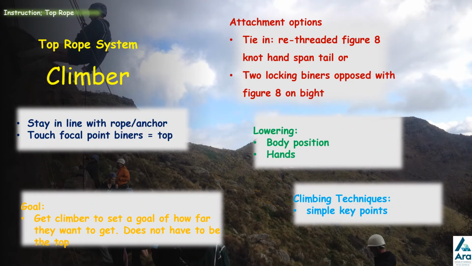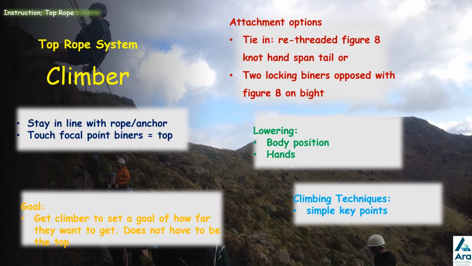So with the climber, you want to think about some tie-in options. Just tying in with a re-threaded figure eight with a handspan tail is a good option and requires less gear. Or two opposed locking carabiners with a figure eight on a bite or a bowline on a bite are good options. You want to get the climber to set a goal of how far they want to try and get to, and that might be the anchor point or the focal point, which was the top. So they just touch those and get lowered off.